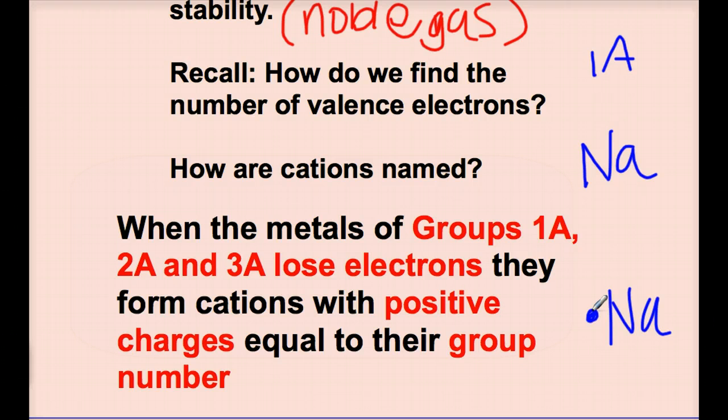It's most likely going to give that away so that it turns into a positive. So if you take a look at this, it says metals in group 1A, 2A, and 3A lose their electrons, so they have positive charges equal to that group number.